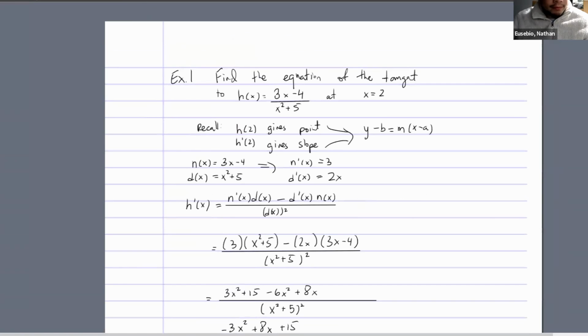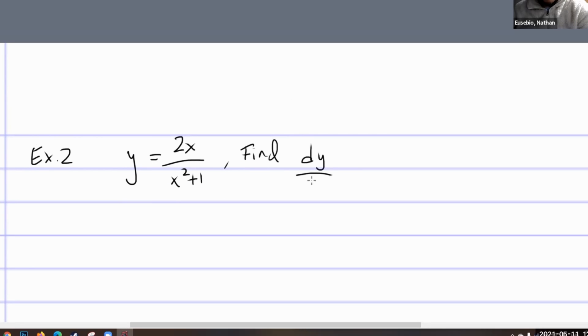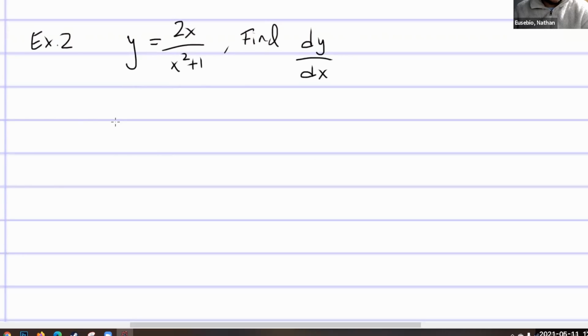dy over dx. Yes, there it is again, right? So in this notation, y is the name of my function and x is the name of my variable. Function, variable. Let's break this down again into numerator and denominator. N equals 2x. D equals x squared plus 1. dn over dx. We're going to get in big trouble here. dn over dx is 2.